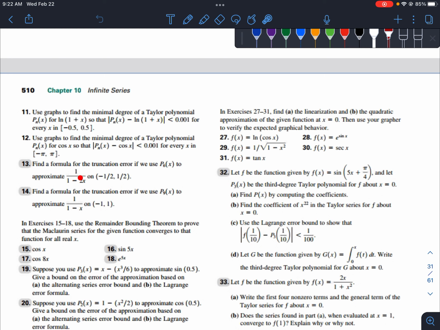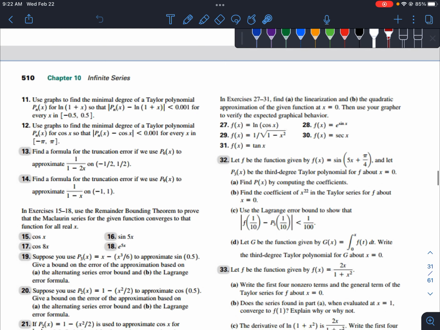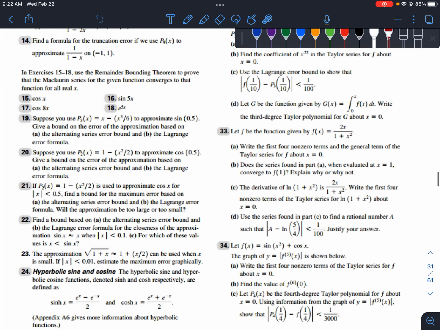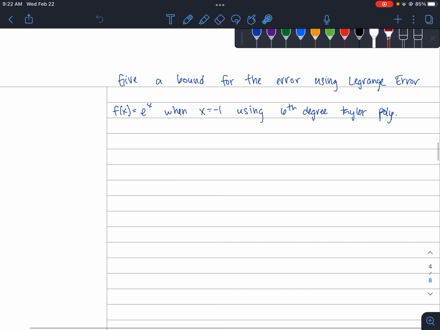Okay, I think you have, let's see, 13, 14. These are geometric series. So you're going to find the formula for the truncation error, which I gave an example of in this video, the first thing we talked about. And then 19 and 20, this is where you're going to use the Lagrange error bound and alternating series error bound. And I'll give you an example of what this might look like in this problem right here.